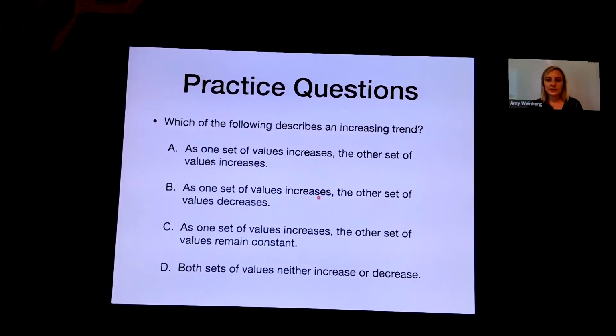As one set increases, the other set decreases, right? That would be the opposite. That would be a decreasing trend. So the answer for this one is A. As one set of values increases, the other set also increases.